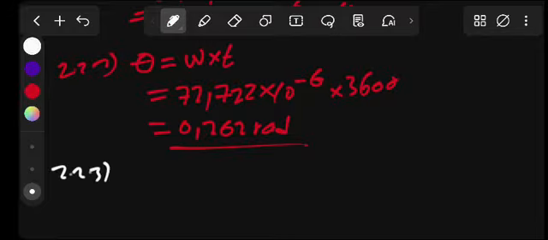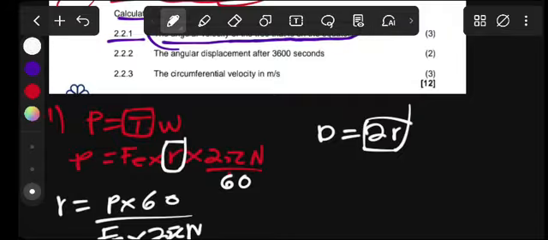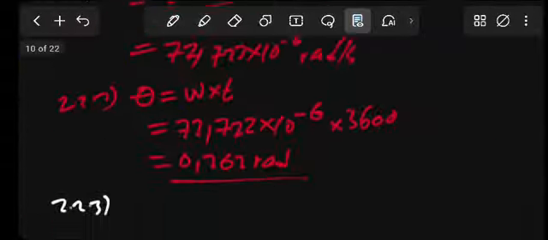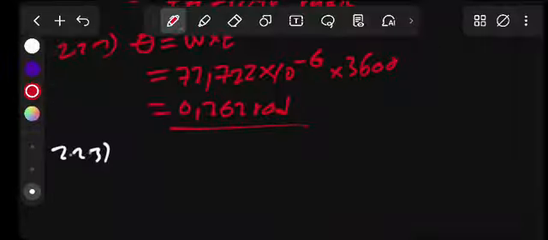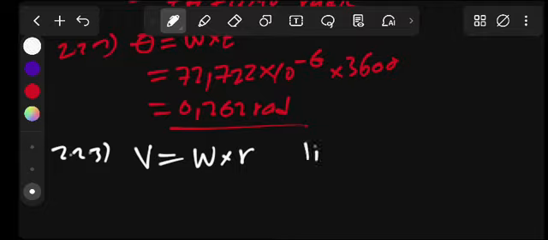Now what do we want? The circumferential velocity in meters per second. Check, this is linear, it's no longer angle. So we have to use our conversion. Remember, to convert from angular, we say omega, you must multiply by the radius. So this will be the linear one, not the angular. This is linear motion.